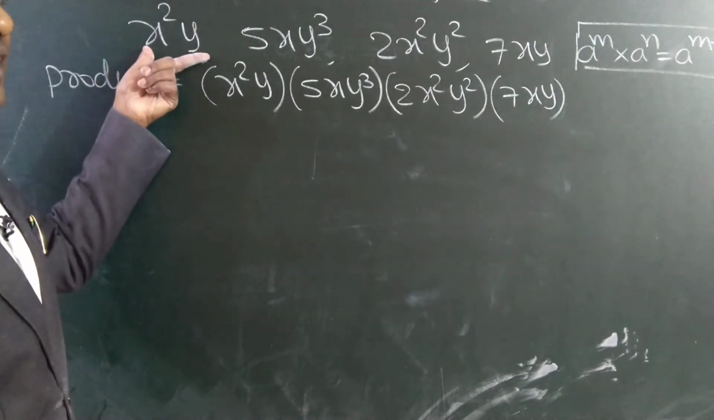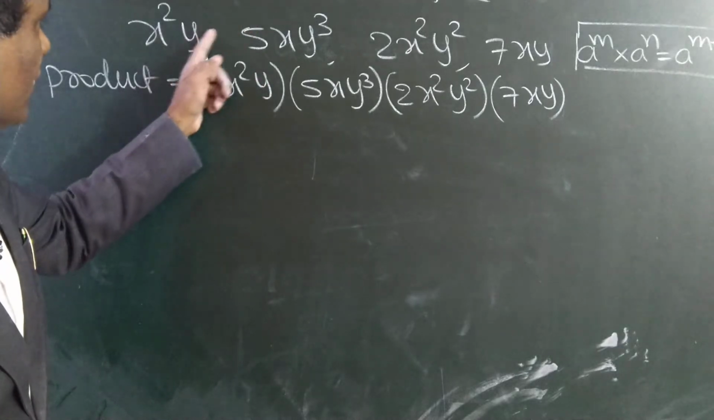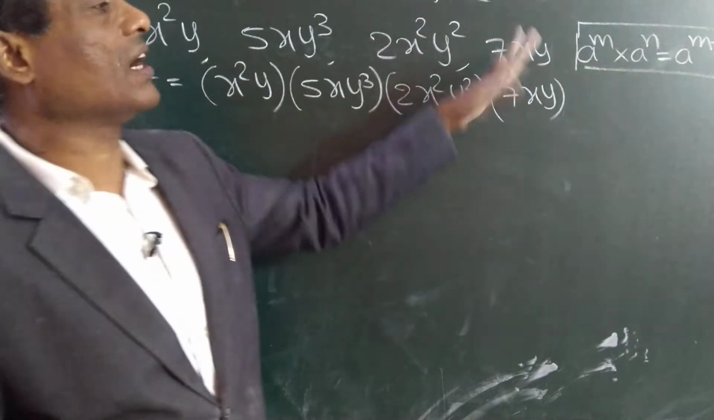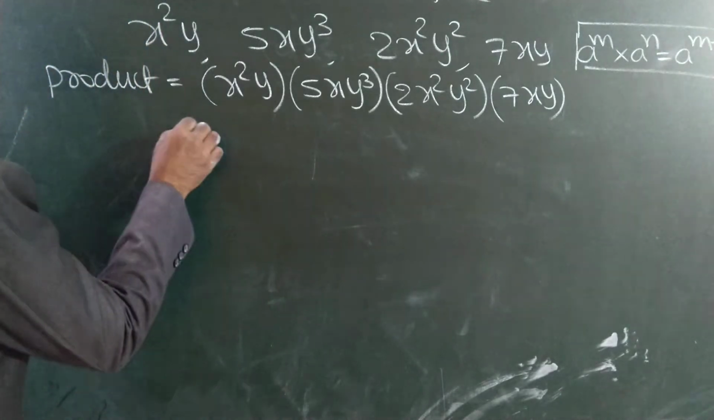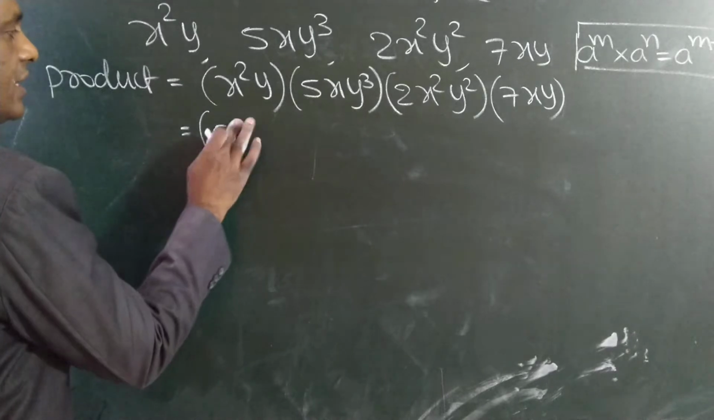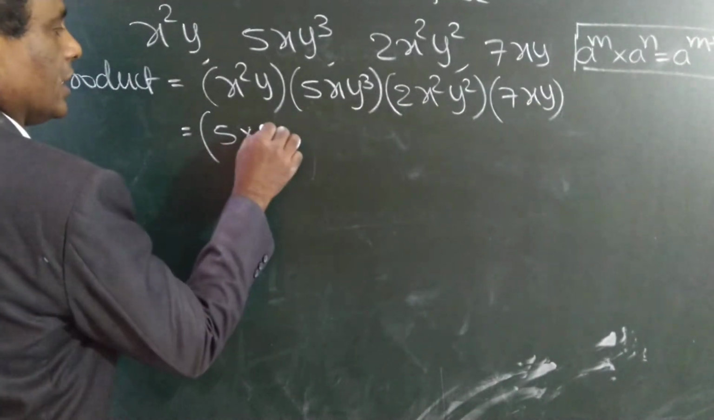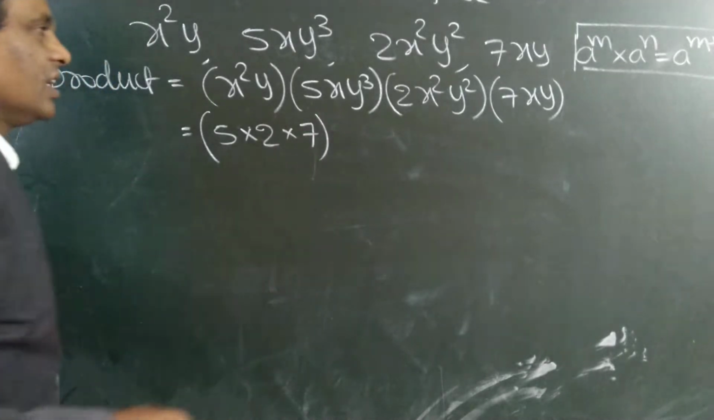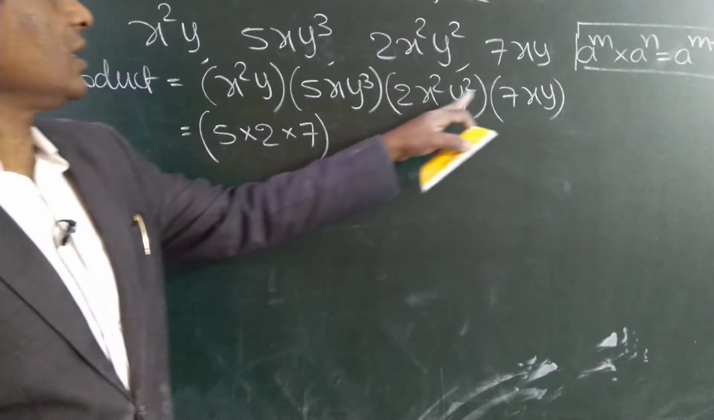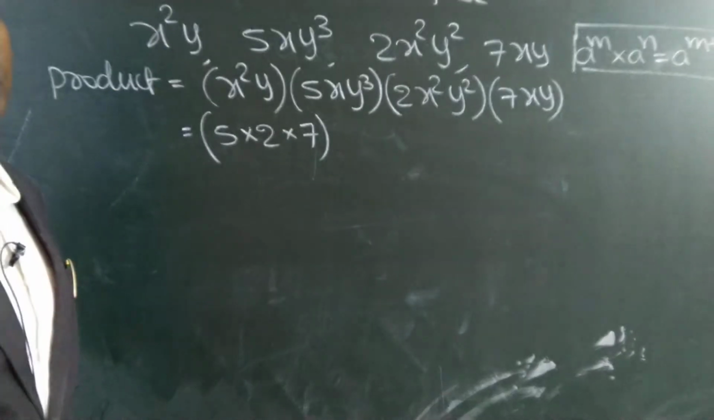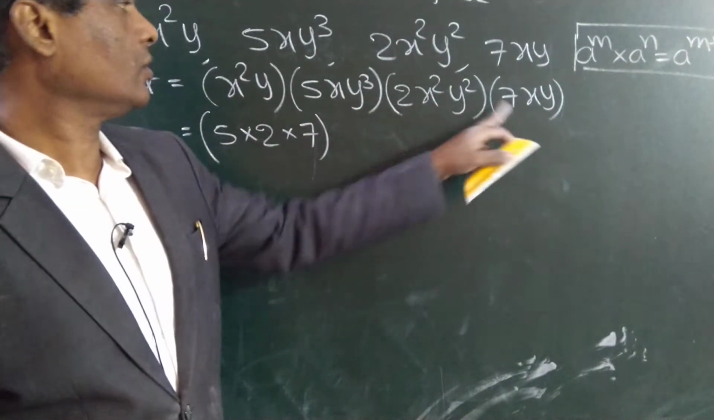Monomial means single term. This is one term. If there is a plus, the second term starts. This is only one term. So coefficients: 5 into 2 into 7.